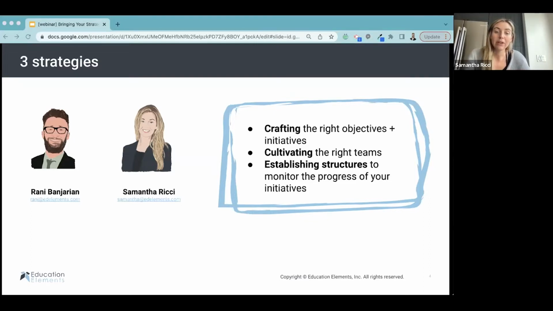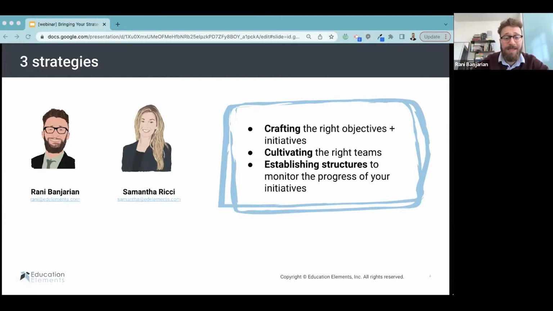And today we have 3 objectives that we want to cover with you all and talk through: crafting the right objectives and initiatives, cultivating the right teams for the job, as well as establishing structures to monitor the progress of your initiatives. And like Ronnie was saying, we do have a lot of templates and things to show you that you can bring back to your folks right away, which is exciting.